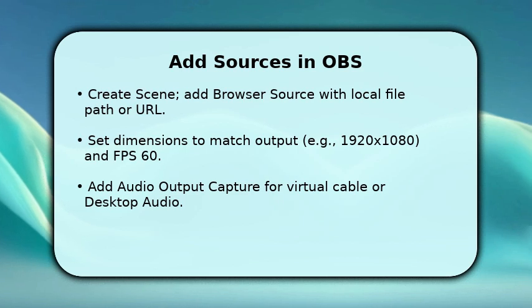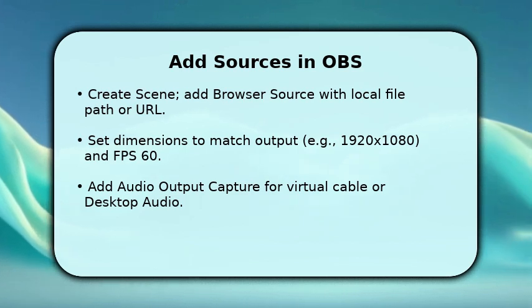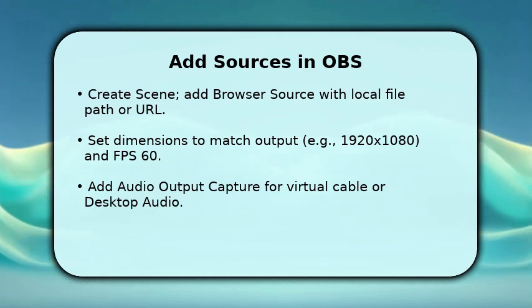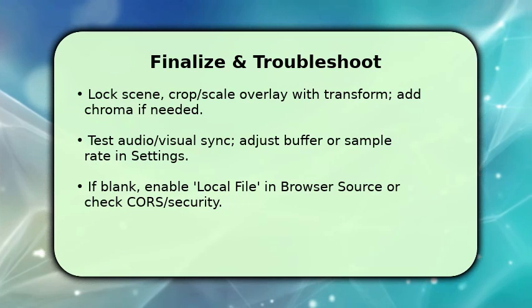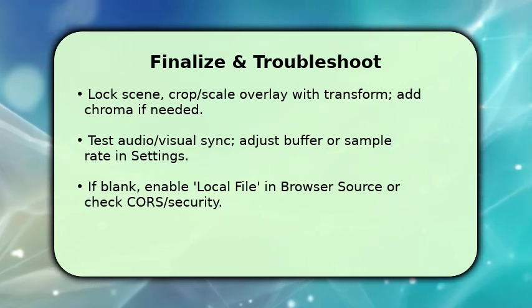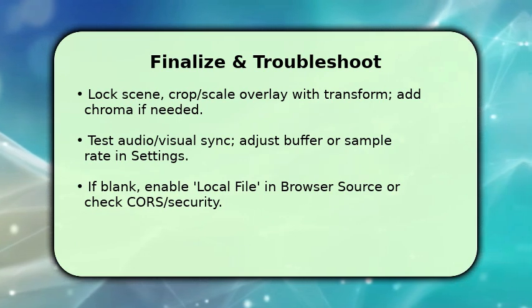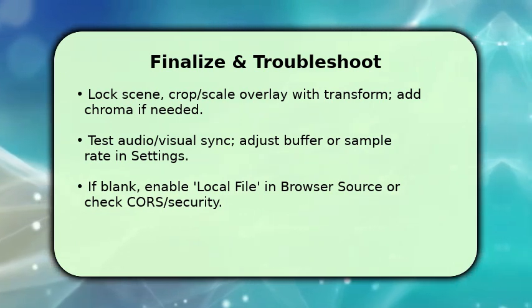Next, add an audio output capture, and select the virtual cable or desktop audio so key hits and bops are heard on stream. You finish by arranging and locking the overlay, scaling or cropping via transform, and applying chroma key if you need transparency. Then test AV sync.